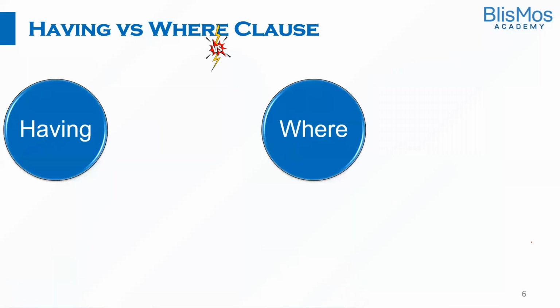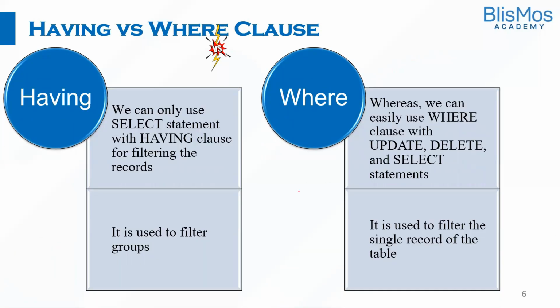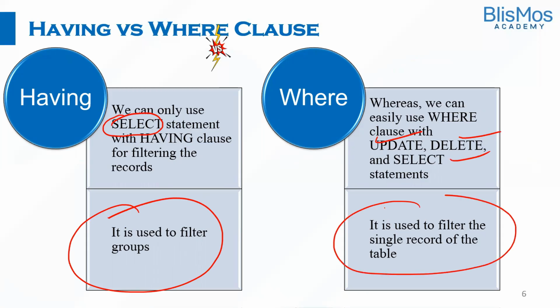Couple of more differences. Whenever we want to use the HAVING clause, we can only use the SELECT statement with HAVING clause. On the other hand, we can use the WHERE clause with the UPDATE, DELETE, and SELECT statements. As we already indicated, HAVING is used to filter the groups, but WHERE clause is used to filter the records of the table based on a column. Let's take an example and try to understand the HAVING clause.